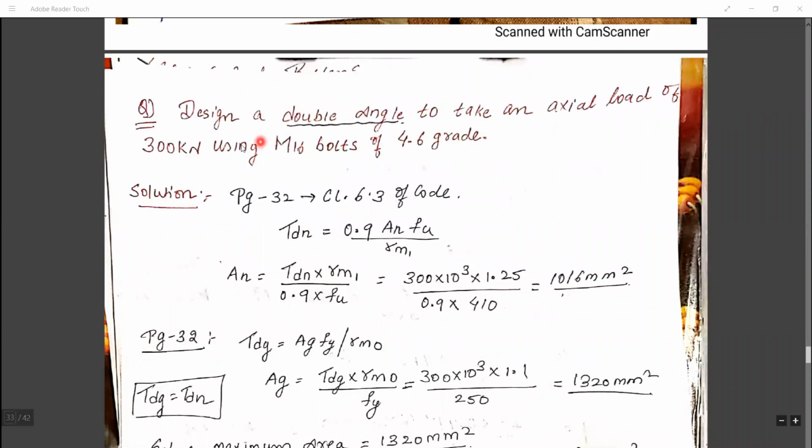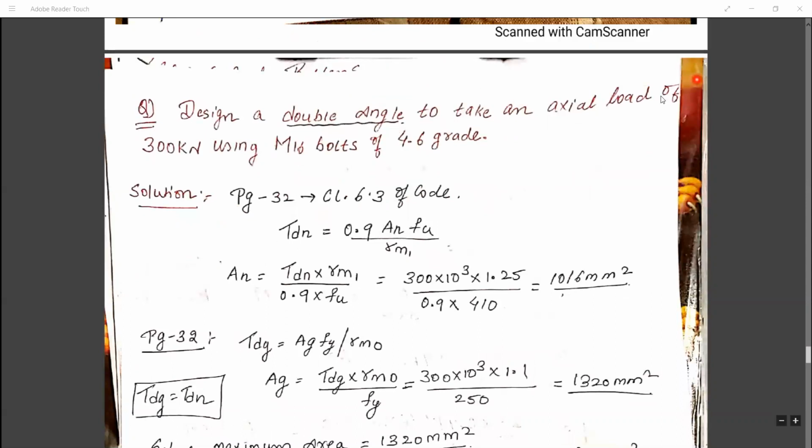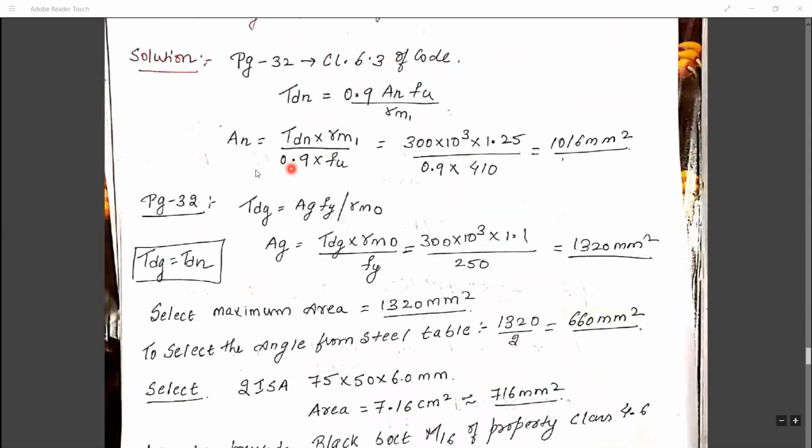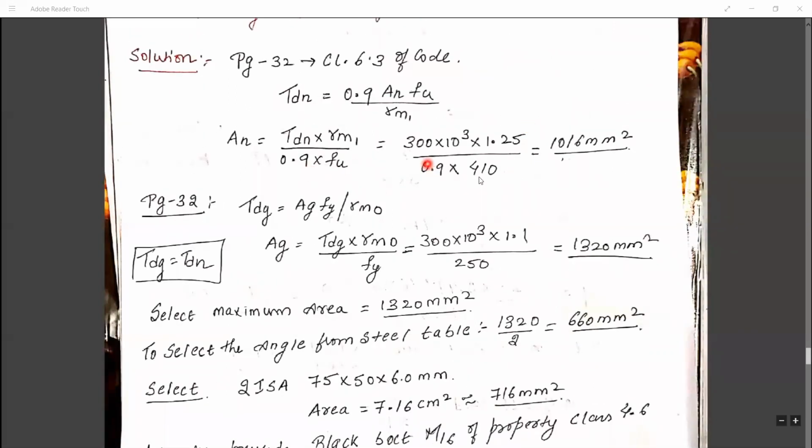I've missed writing the factored load here, but this is a factored load only. If the factored load is not given, then you need to multiply by 1.5. But in this case, the page is missed. Actually, let's take an axial load of factored 300 kilonewton. So next, after substituting these values, we'll get 1016 mm square.